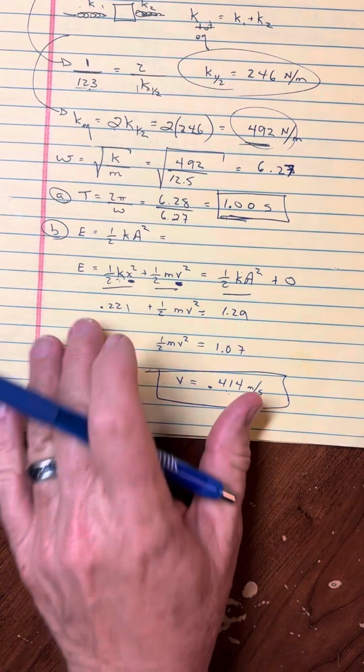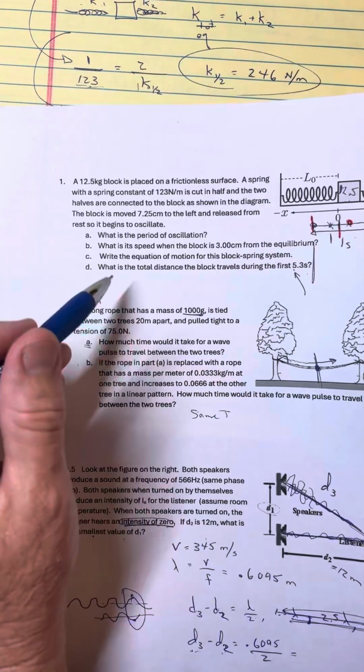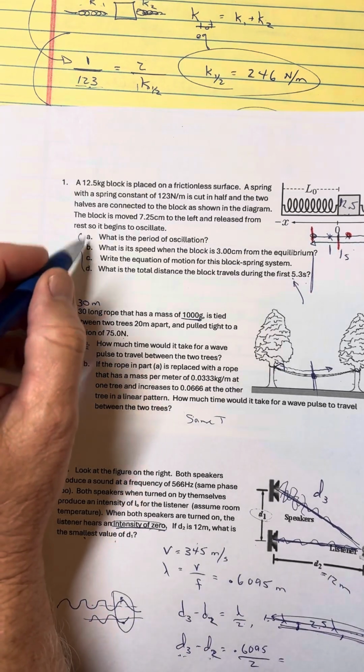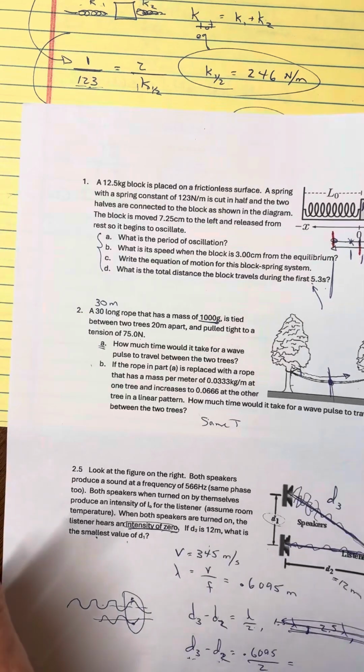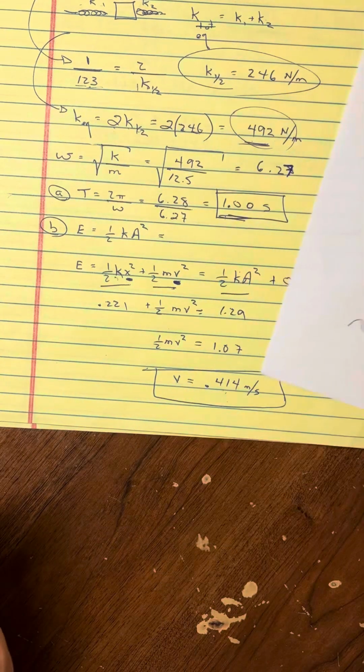In fact, all four of these, A, B, C, and D, rely on that value of K. So you may have missed it numerically on A through D, but you still might have got a significant amount of partial credit because the logic was right.